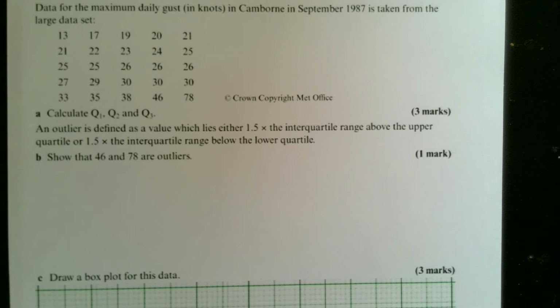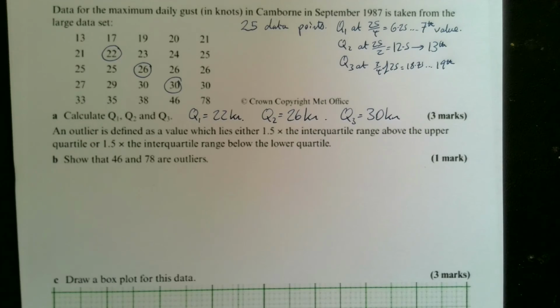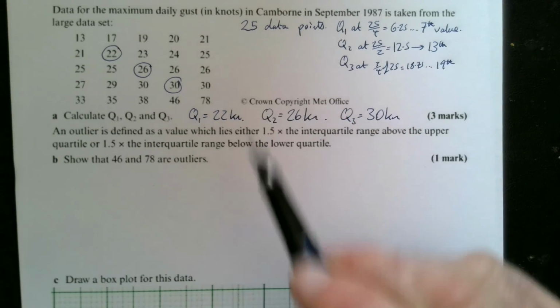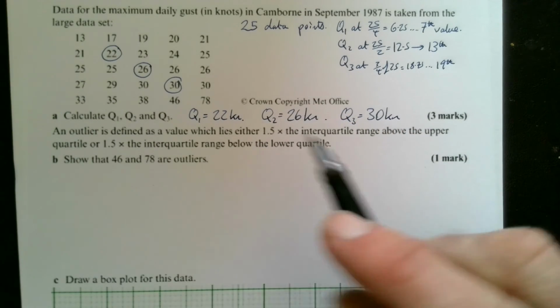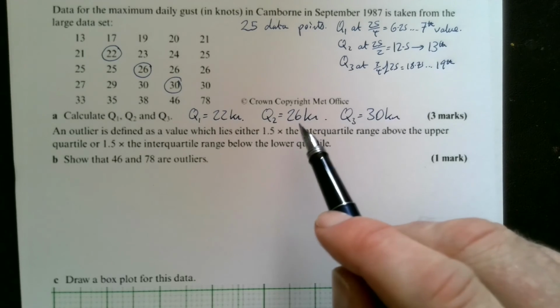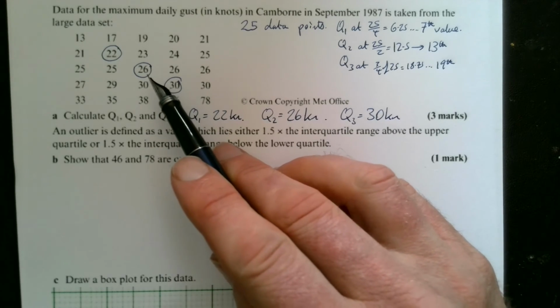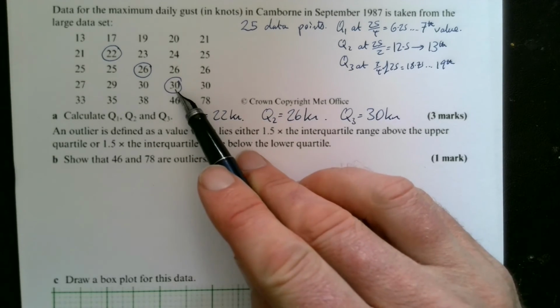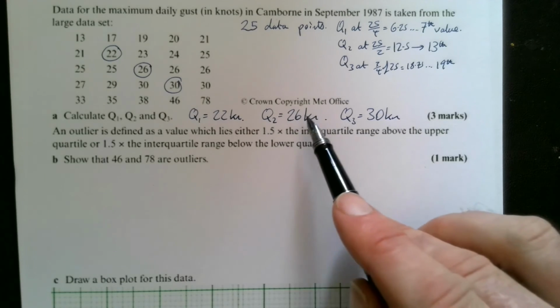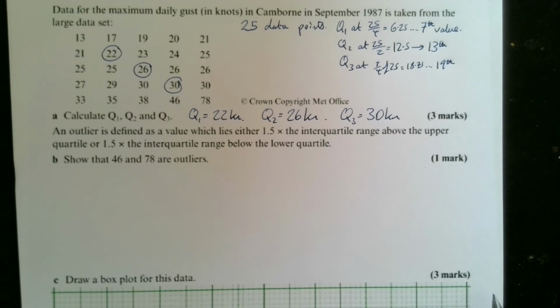So first of all, to find your quartiles, you need to add up how many and divide by it. You should have got something looking like this. So divided 25 by 4, you get 6.25, so you bump it up to the 7th value, and then there's the median and there's the upper quartile. So 22 knots, 26 and 30.